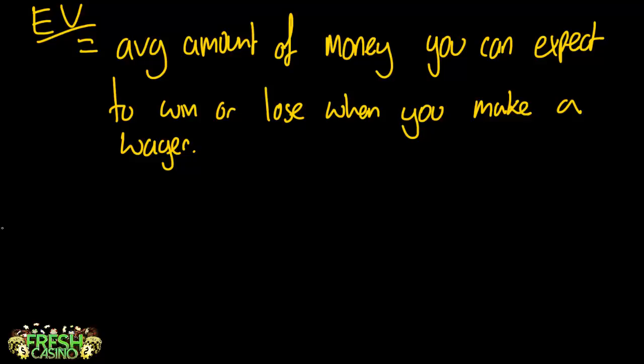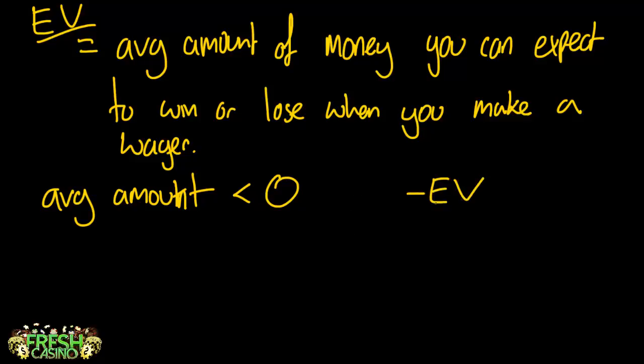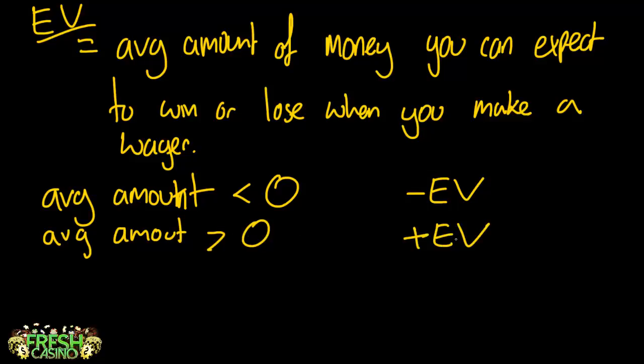So what if this average amount is below 0? If the average amount is less than 0, then you're going to lose money on average. This is called a negative EV bet. If your average amount is bigger than 0, then it's a positive EV bet. You're going to make money on average, and a wager right on 0 is called neutral EV.